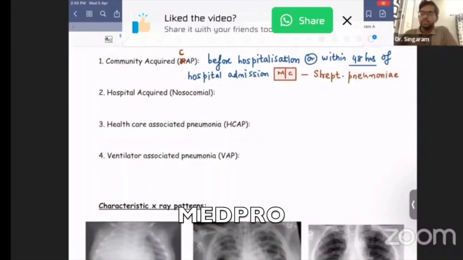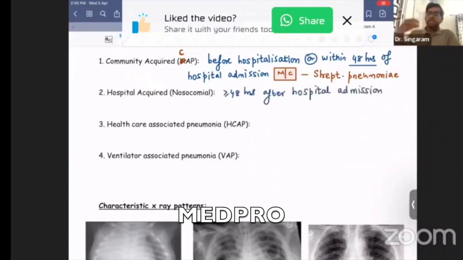Then what is hospital-acquired pneumonia? Meaning, at the time of hospital admission, he did not have pneumonia. During the hospital stay, he develops pneumonia, and it is typically remembered as more than or equal to 48 hours after hospital admission, then it is called hospital-acquired pneumonia. Okay, so what is the meaning of this? Inside the hospital only, he has acquired the pneumonia. That is what the timeline is, more than or equal to 48 hours.